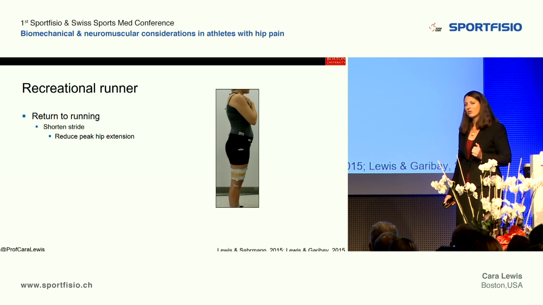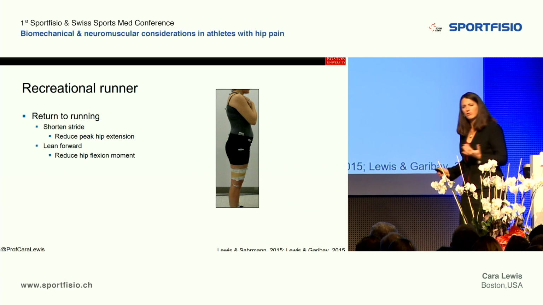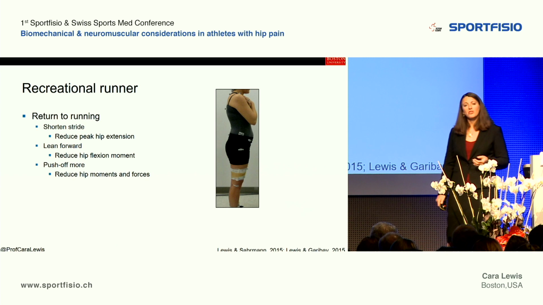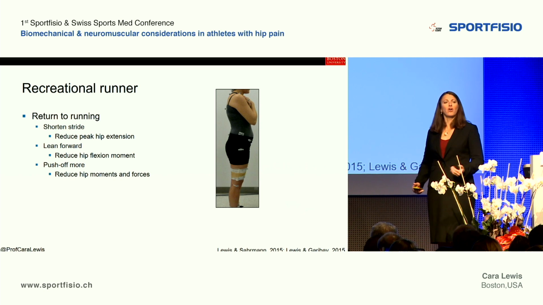So we gave her cues to shorten her stride because that's going to reduce peak hip extension. We gave her cues to lean forward a little bit more as she ran. None of this leaning back while she was running. Lean forward so that would reduce the hip flexion moment. We also gave her cues to push off more with her foot so that she was getting that propulsion from her ankle instead of constantly pulling forward with her hip.